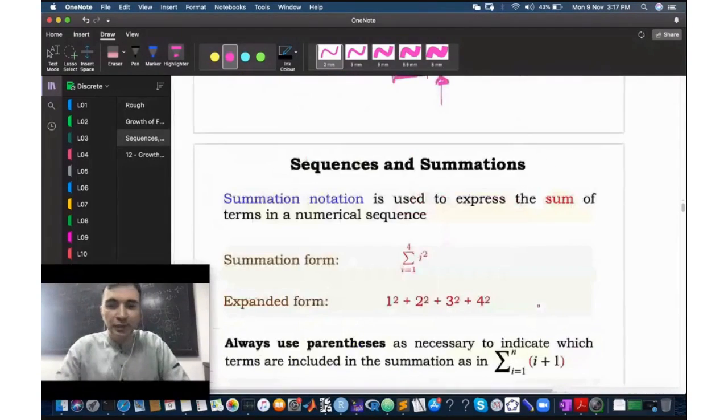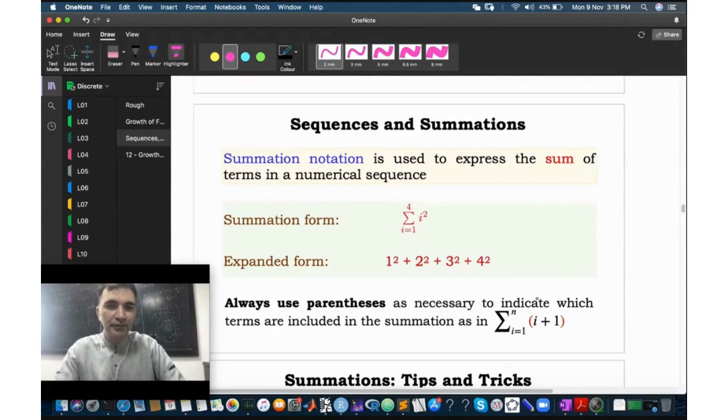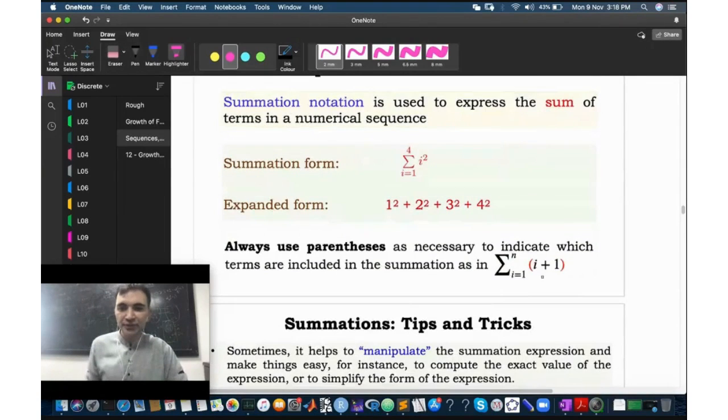All right, summation of sequences. So you have this formula which says that you need to sum up i squared: 1 squared plus 2 squared plus 3 squared plus 4 squared. You always use parentheses when you write these terms. So if you have i plus 1, you can do this, okay?